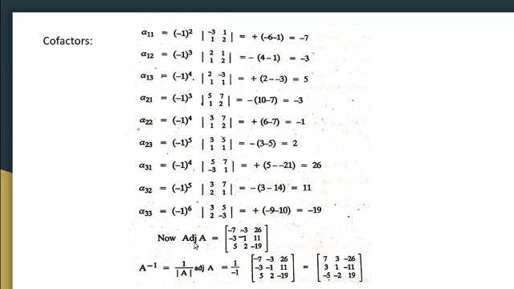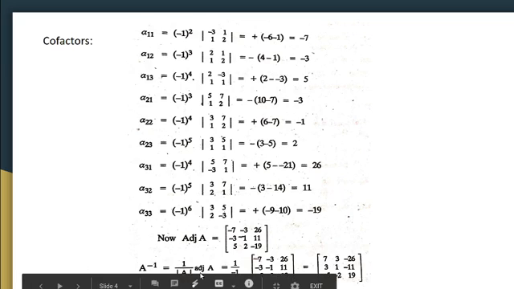Adjoint A matrix is the transpose of the cofactor matrix. So first we have to write the cofactor matrix, then write the transpose of that cofactor matrix, and that will be the adjoint A matrix. Then you have to find A inverse. A inverse is equal to adjoint A divided by determinant A. We already found the value of determinant A as minus 1. So you have to divide the adjoint A matrix by the determinant A value.